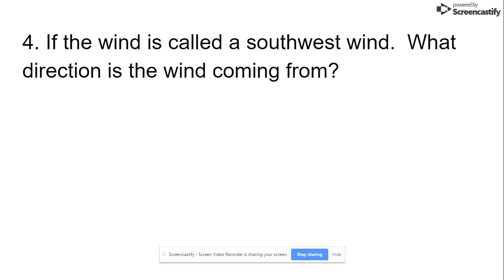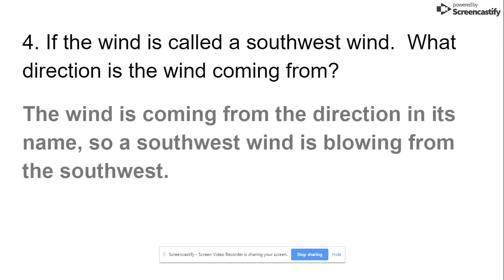If the wind is called a southwest wind, what direction is the wind coming from? If it's southwest, the direction it's coming from is in its name. So a southwest wind is blowing from the southwest.